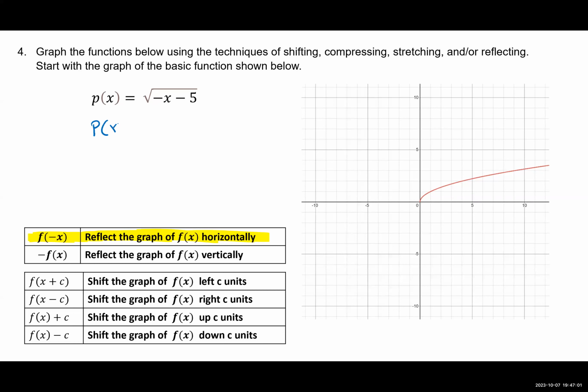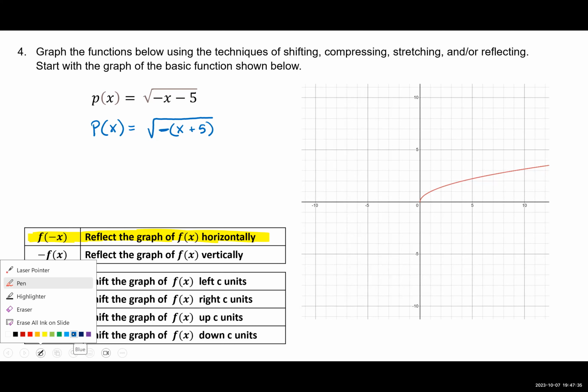Something we've done before, which is factor. So we'll factor out a common factor of -1. If we pull out that negative sign, we're left with an x and a plus 5. If you were to distribute that negative, you would get back exactly what you started with. We needed to do this because a negative sign under the square root will be a reflection of the graph horizontally.